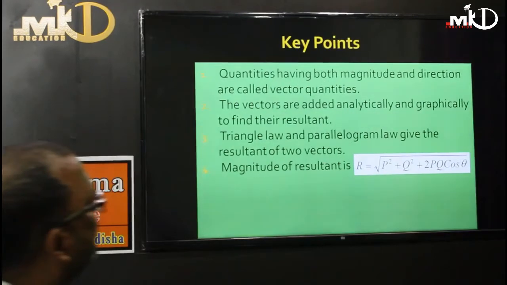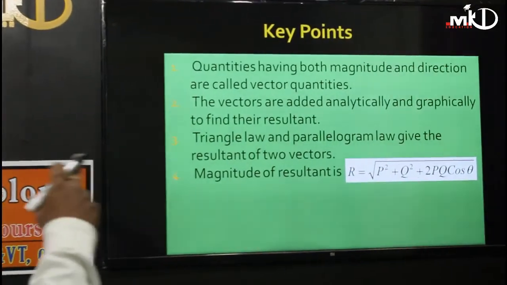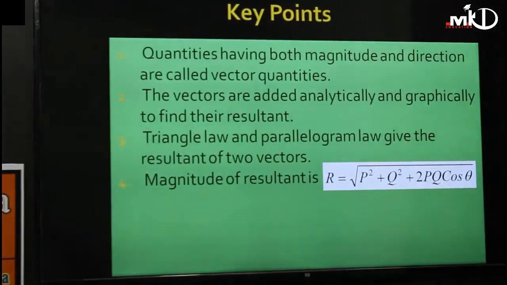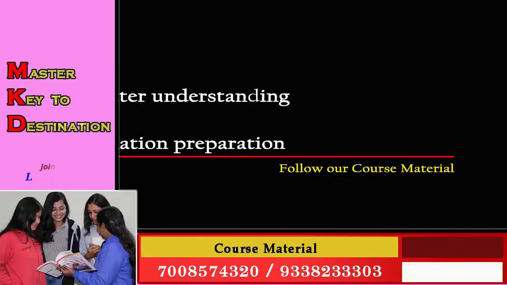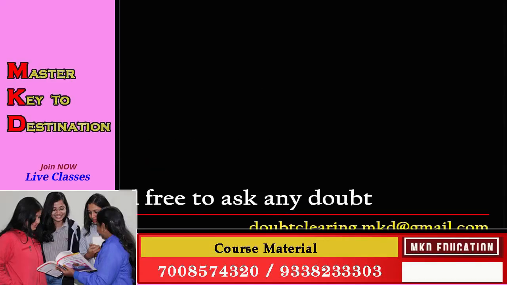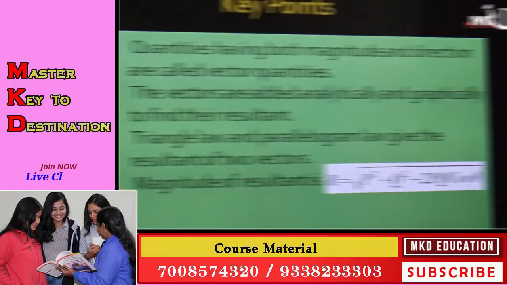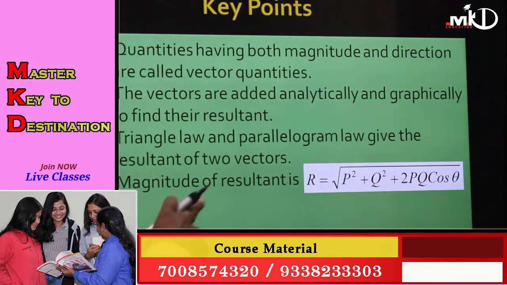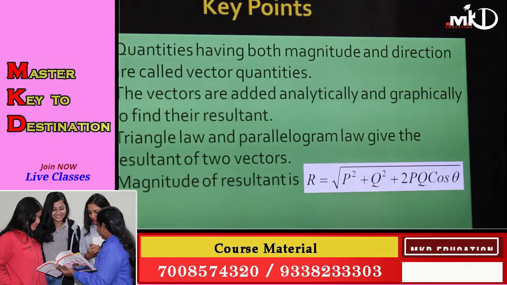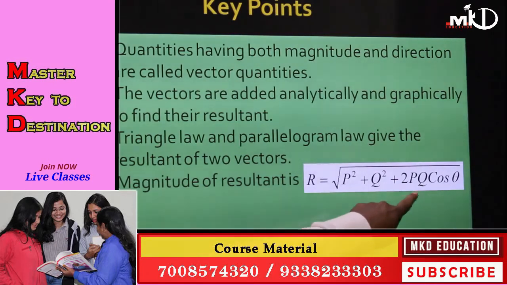Key points: the quantities that have both magnitude and direction are called vector quantities. Vectors are added analytically and graphically to find the resultant. The triangle law and parallelogram law give the resultant. To get the magnitude of the resultant, as I have explained, R is equal to the square root of A square plus B square plus 2AB cos theta. In the same way, it is written as P square plus Q square plus 2PQ cos theta.